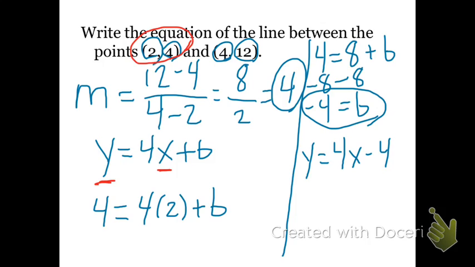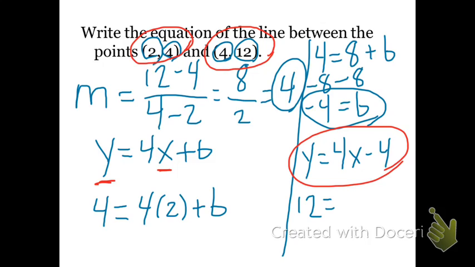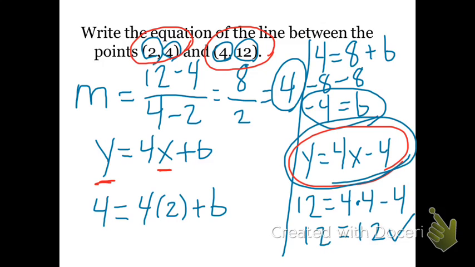A good way to check that your equation is correct is to take one of your points, maybe try the other point, plug it in, and see if the statement makes sense. So here's our final answer, but we're just going to check our work real quick. We plug in 12 for y and 4 for x. So we have 12 equals 4 times 4 minus 4, and 4 times 4 is 16, and when we subtract 4 we get 12, so it checks out. So this is our right answer, y equals 4x minus 4.